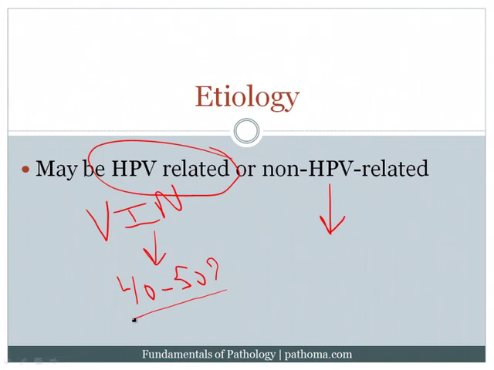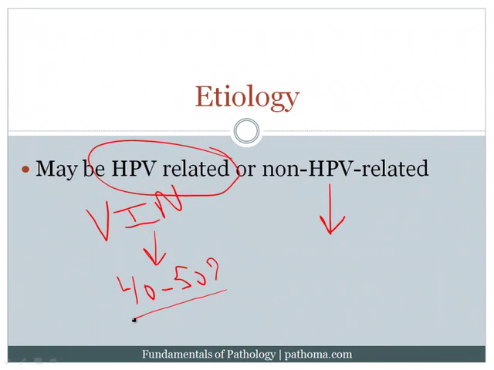So again, what's the summary? Vulvar carcinoma has two pathways. Pathway A, HPV related, which results in dysplasia, and then subsequently results in cancer. And then there's the non-HPV related, which arises from lichen sclerosus.